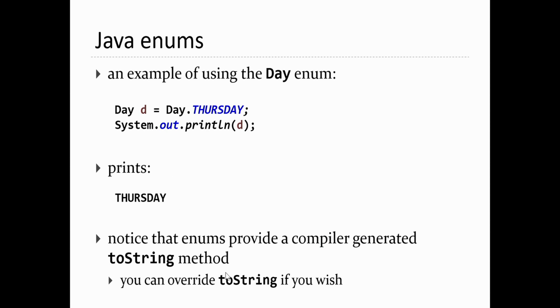It's even nicer if you want to, you can actually change or override toString so that it gives you a different string for each constant. I'm not going to show you exactly how to do that, but I'll show you how to create a method for each constant in a little bit.